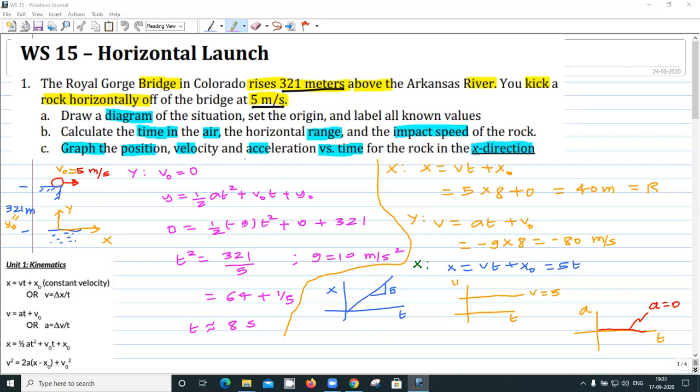Yes, so this term I can take it there. And g by 2, if I take g as 10, then it will be 5. So 321 by 5 will be 5 times 6, so 64 plus 1 by 5. So it's approximately 8. If you put g equal to 9.8, it will still be closer to 8. If you don't like g as 10, you put g as 9.8 and get the value.